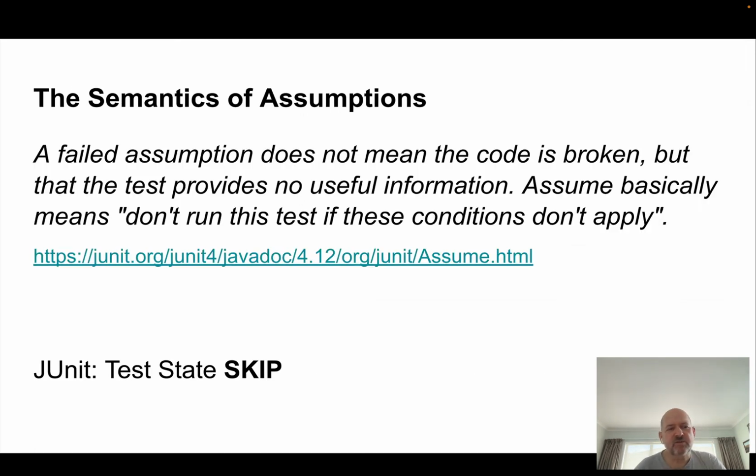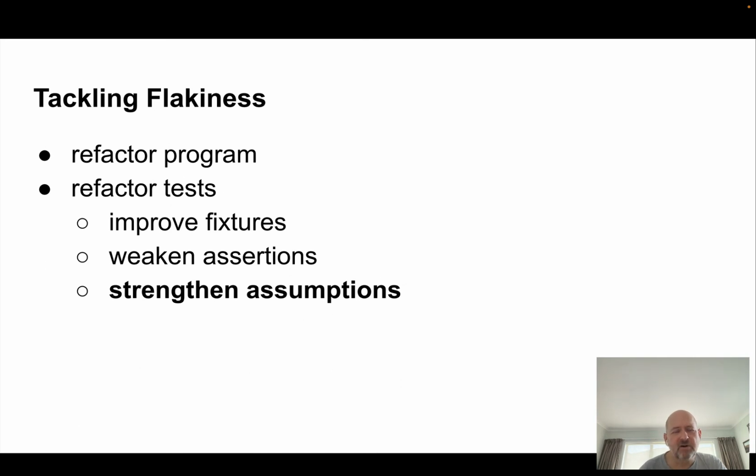The semantics of this is really interesting. That is the definition from the JUnit 4 Javadoc. It says a failed assumption does not mean the code is broken, but that the test provides no useful information. Assume basically means don't run this test if those conditions don't apply, and that's communicated to the user of the test by this additional state called skip. So, going back to the original problem we try to address, and that's to tackle flakiness.